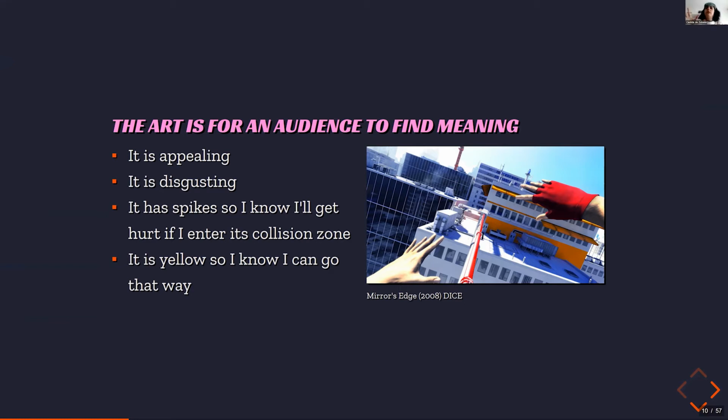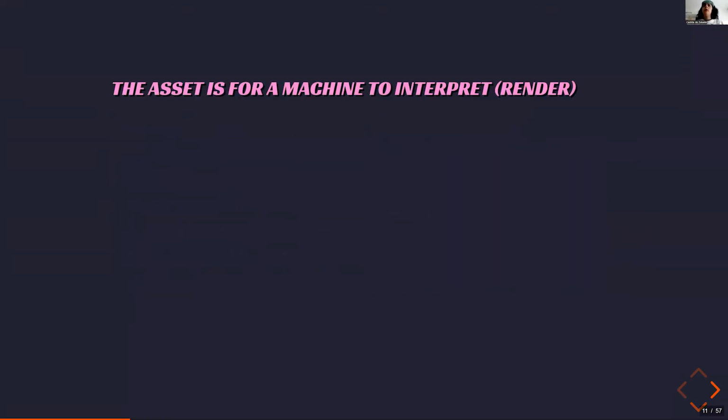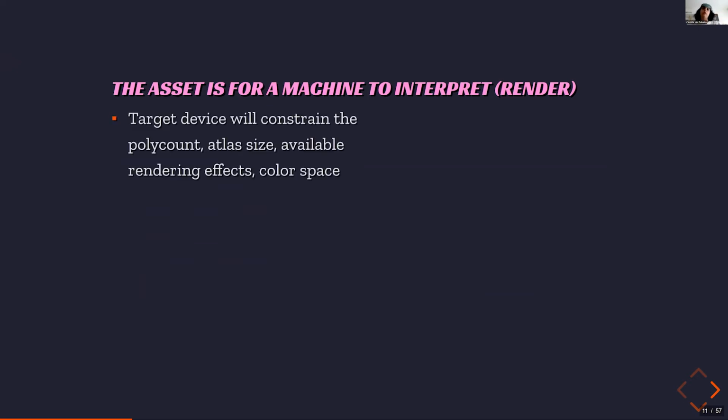It just became kind of a standard in AAA for the recent years, but it's not everywhere. The art has a communicative meaning, and it's necessary that you collaborate as an artist with the level designers, with the game designers, to identify what are the colors and shapes that will mean certain things in the context of the game. But also, the asset that you're producing is for a machine to interpret, for it to render, for it to show it on a screen.